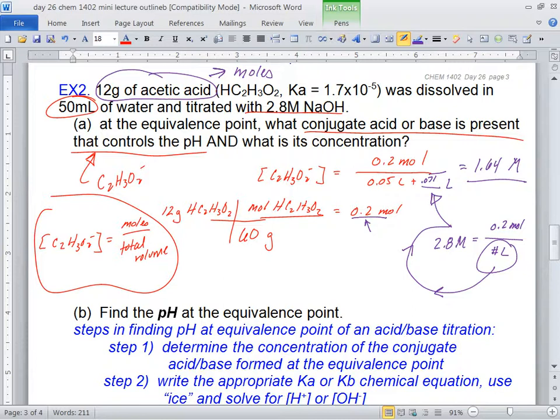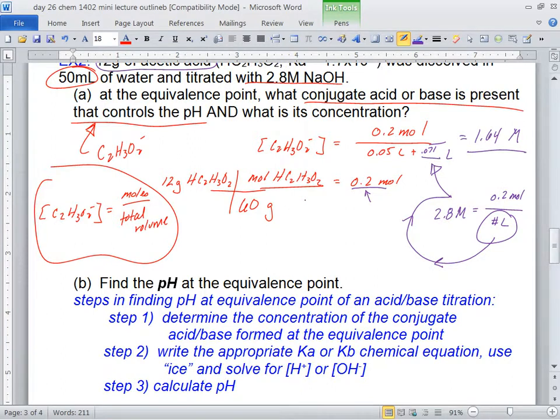But 12 grams of the acid is what they massed out. So we should have an initial concentration of 1.64 molar of that base. Okay, keep asking if it looks confusing. Now we find the pH at the equivalence point. This is going back, I don't know how many class periods, 3 or 4, and it's a homework question, right? We know the initial concentration.